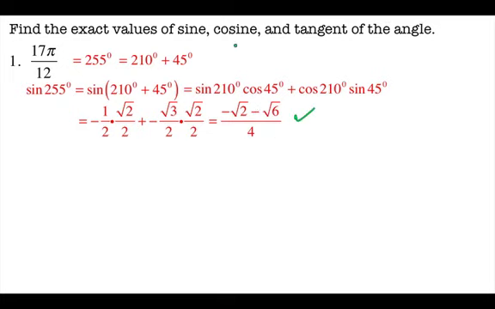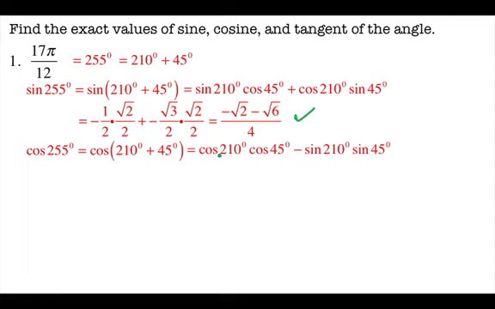Now let's compute cosine. So I'm going to basically use the same sum, 210 plus 45. So cosine of 255 is equal to this. I apply which formula? If I number them, this is number 3.